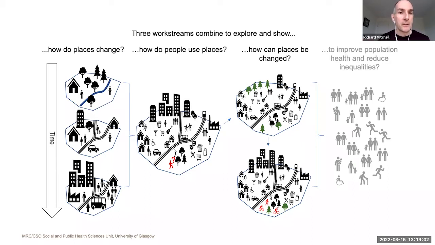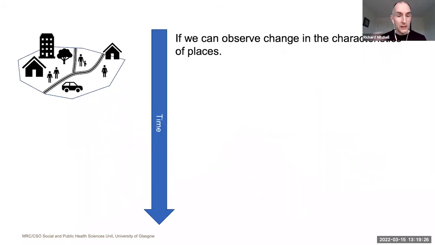So in the team then, we have three work streams, and we focus on trying to explore and show how places change, how people use places and how that might influence their health. And then with that knowledge, how could places be changed to try to improve health and reduce inequalities? So let's think first of all about how places change and what we can understand about that. Okay, so it's a fairly conventional epidemiological idea that if you could observe change in something and then observe the effects, you get an insight as to whether whatever it is that you've changed actually has a causal relationship with health.